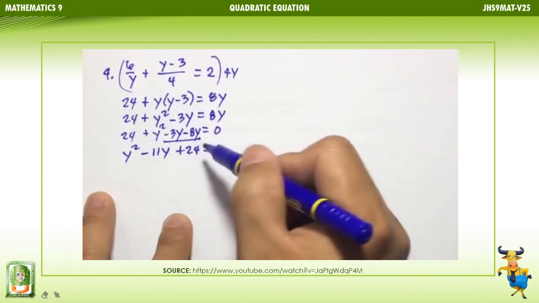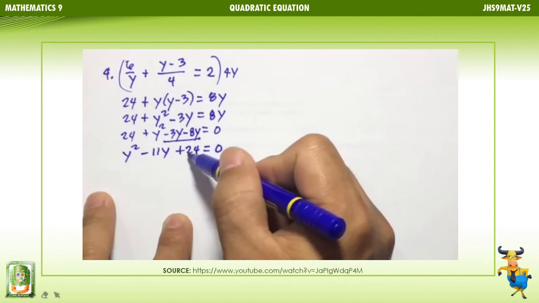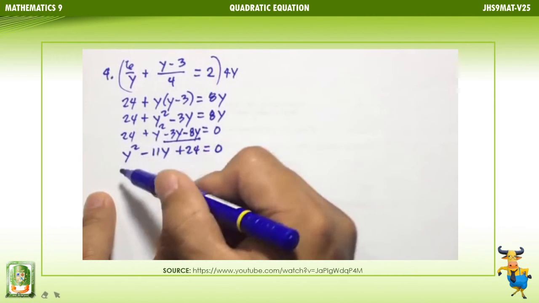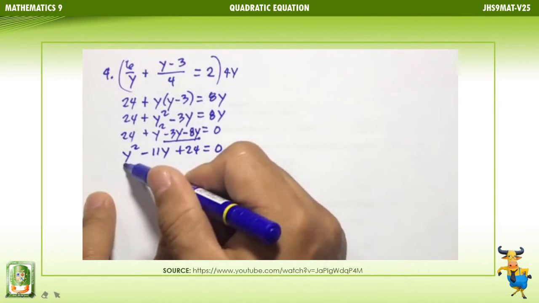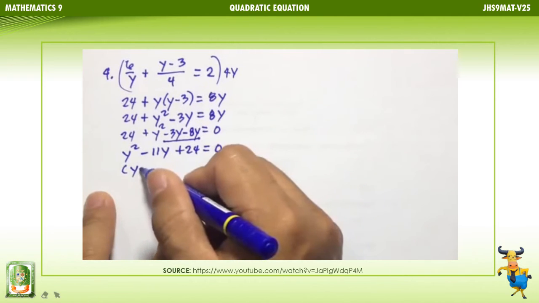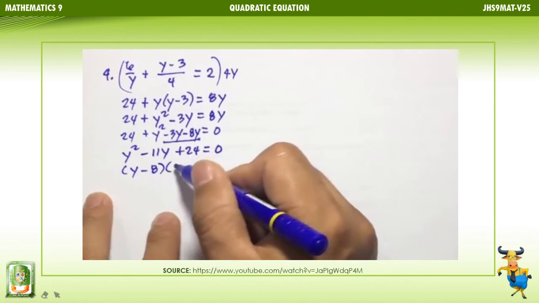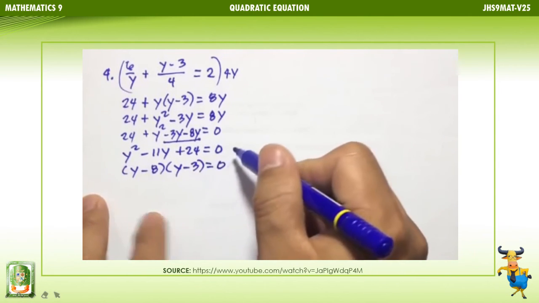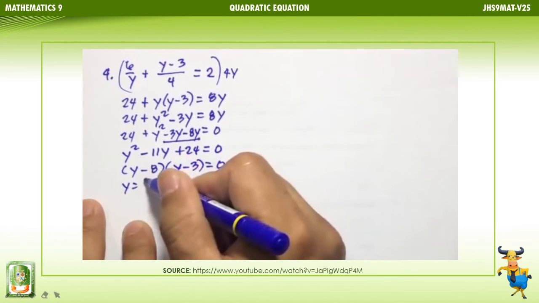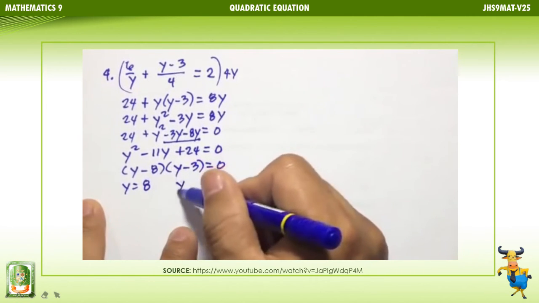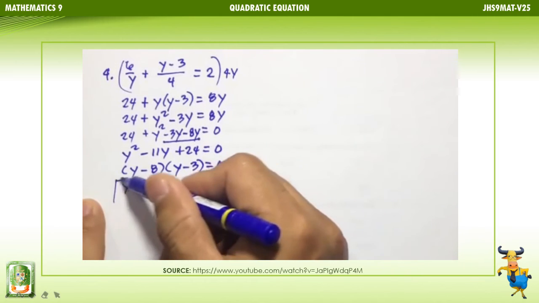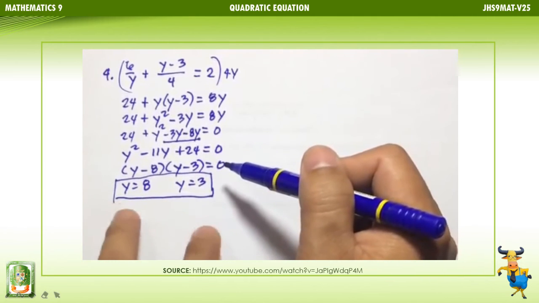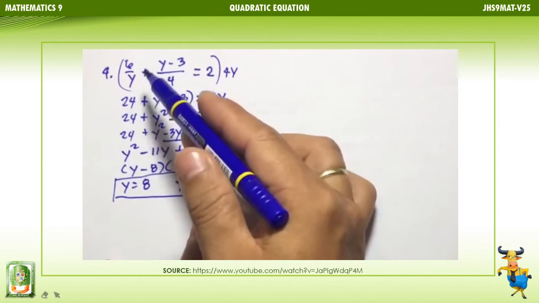Solving this one by factoring, we can find factors of 24 in which the sum of the two is equal to negative 11. So the factors will be y minus 8 times the quantity of y minus 3. This is equal to 0. Then y here is equal to 8 and y here is equal to 3. So this will be your answer. Then to check if your answers are correct, just substitute the values of 8 and 3 for y in the original equation.